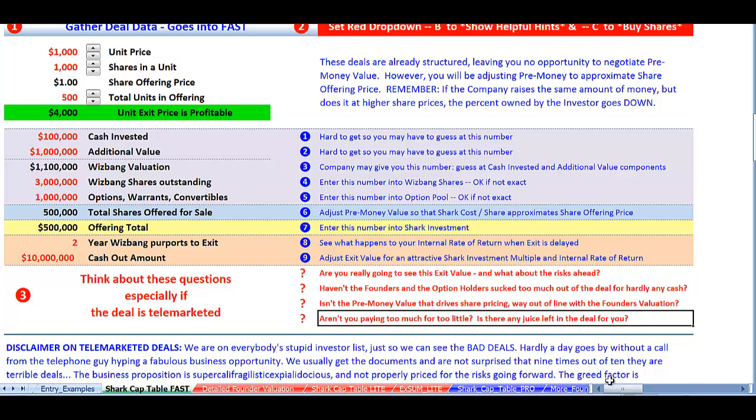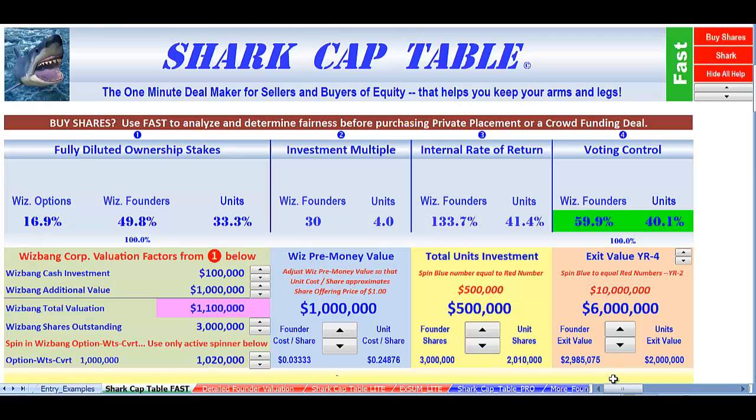So, Shark Cap Table Fast, if you use it as a buy-side tool, is going to save you a lot of heartache and a lot of money. So please, please, before you spend money on any investment deal, utilize this tool. It's going to more than pay for itself.